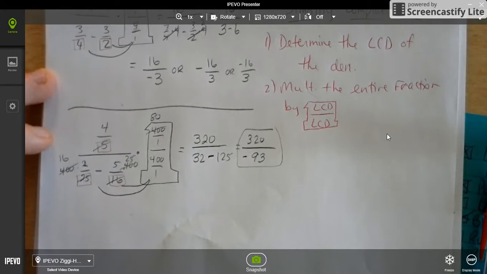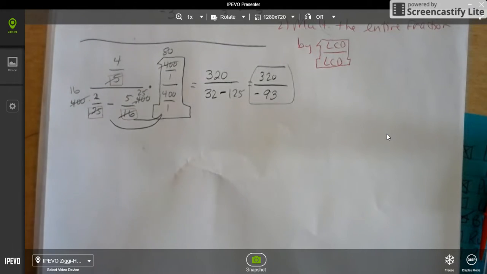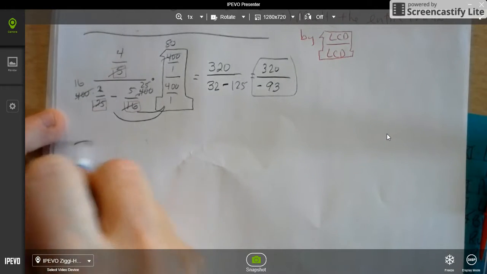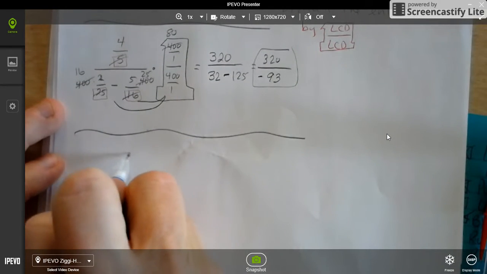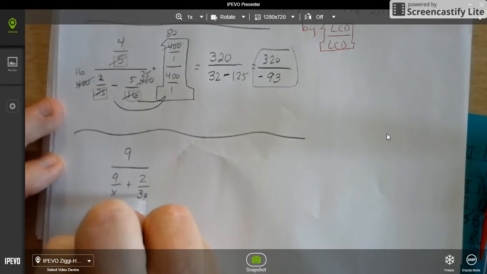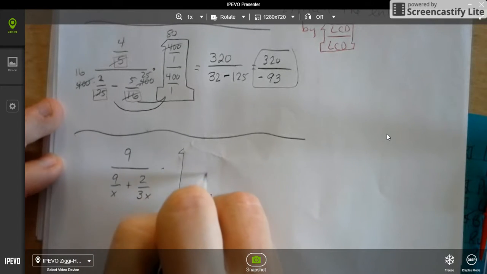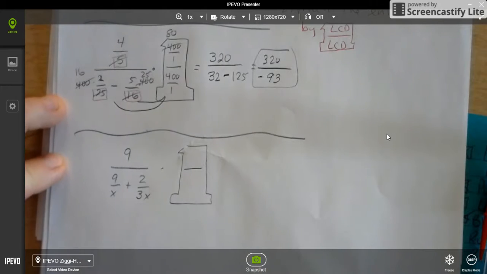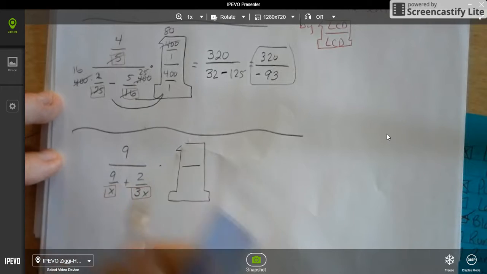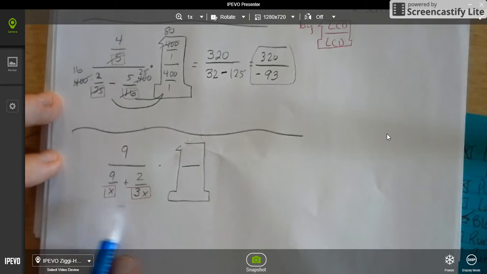Questions on that one? Okay, next example, I want to throw some variables into this. Let's do 9 over x plus 2 over 3x. Okay, we're not going to change anything that we're doing here. We still have two denominators in this instance. The numerator is not a fraction, so we don't have to worry about the 9, but we need to worry about the x and 3x.